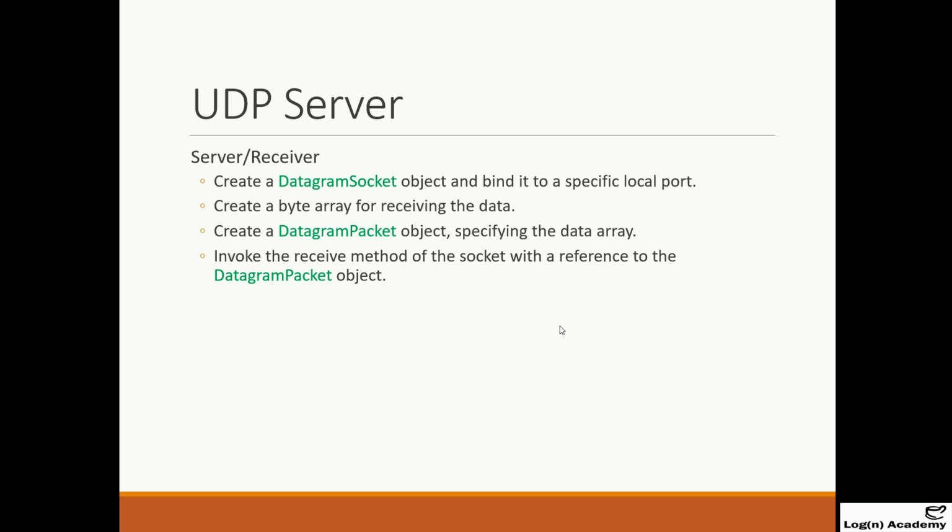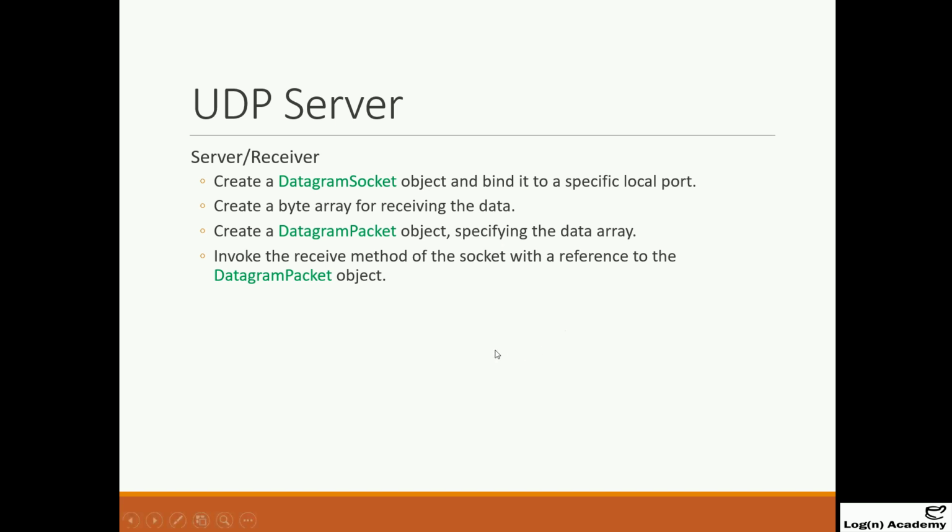Okay, now let's write a UDP server. Today we will write the server. We'll write the program that will serve as a UDP server. So what is a server? For the server, we need to create the datagram socket object and bind it to a specific local port. We have a class in Java, DatagramSocket, and we will bind it to the port. Binding means attaching a port number to that socket. Create a byte array for receiving the data. Then create a datagram packet object specifying the data array, and invoke the receive method of the socket with reference to the datagram packet object.